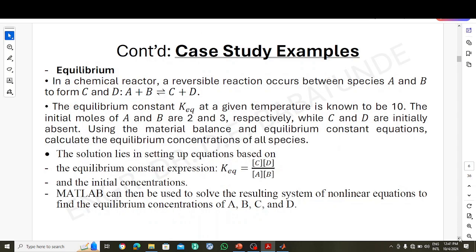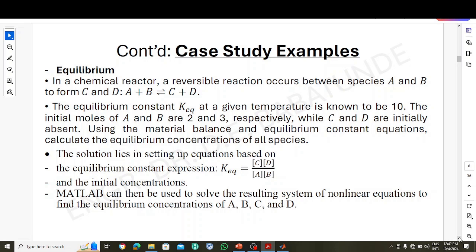This is also a case study. It's about equilibrium. I know maybe from your 300 level forward you'll be doing something that has to do with this. So this problem has to do with the equilibrium constant, and also a little bit of material balance. It's those 2 equations that you are going to put together to get the solution to this problem. Once you put the equations together correctly, then you can deploy MATLAB to find the solution to the equations that you have set up.